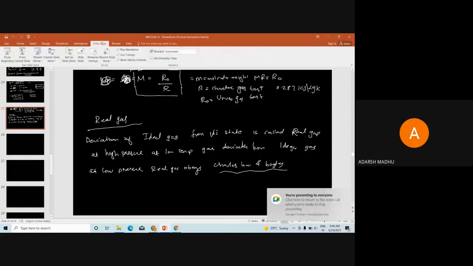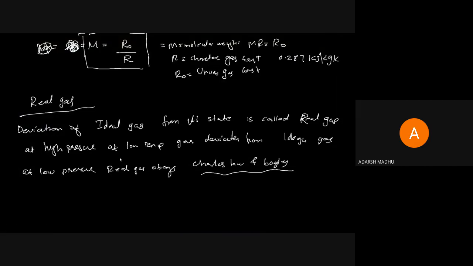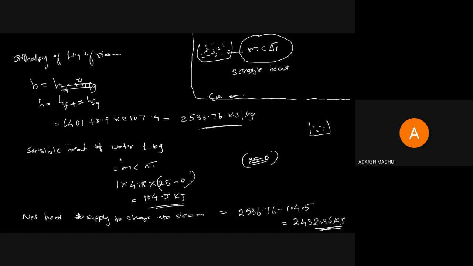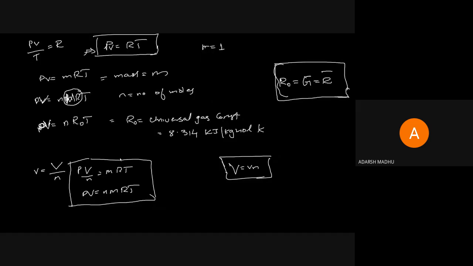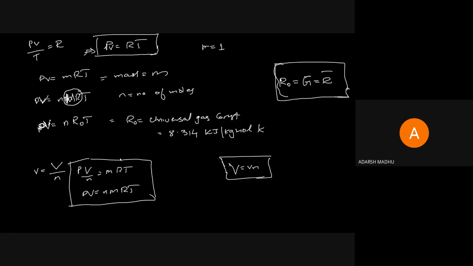So coming to your session, this was the topic that we had left for the last class, that is real gas. We have studied the ideal gas equation, PV equal to RT, and how we can derive that equation, and the R value 0.287, and the R naught value, R bar, that is the molecular constant or universal gas constant, which is 8.314 kilojoule per kilogram mole Kelvin. In some problems we take it as 8314, that is in joule. So 0.287 will be 287, and 8.314 will be 8314, right?